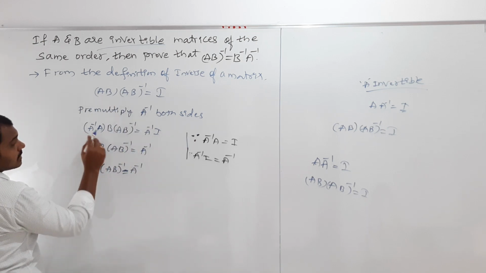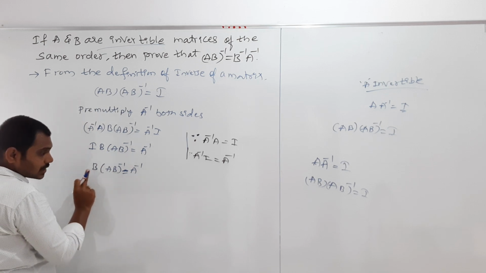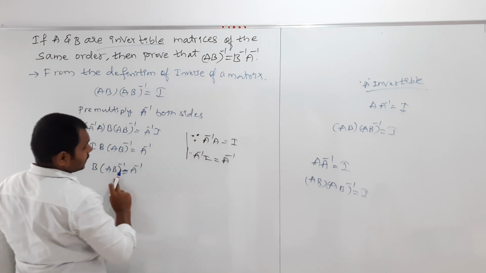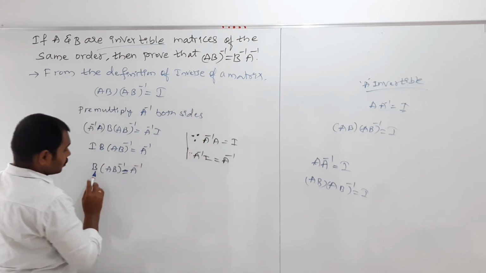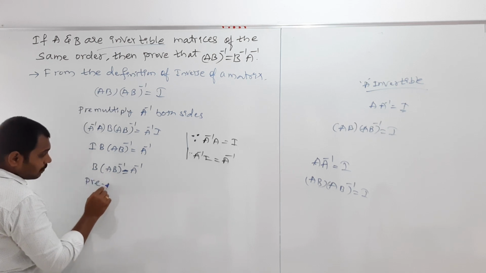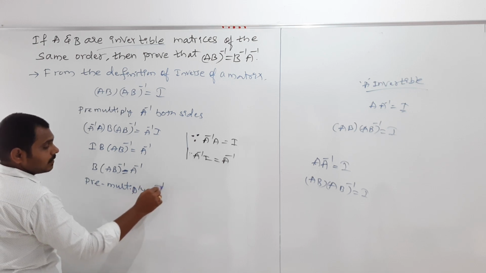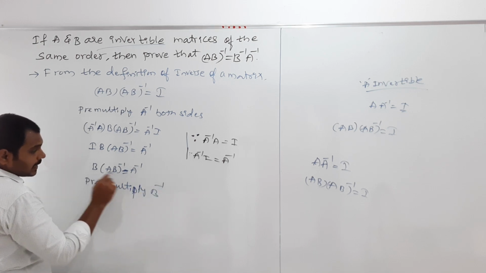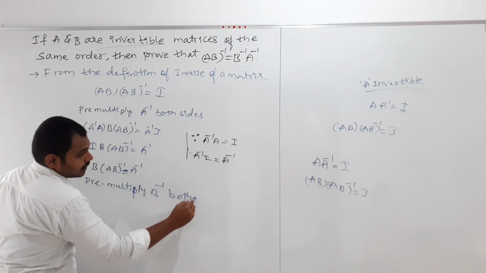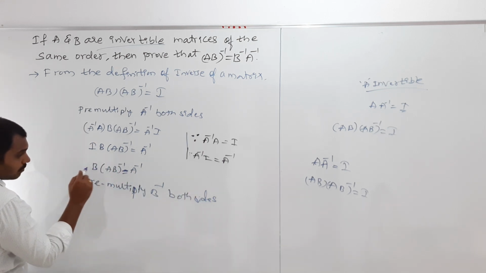I multiplied A inverse to remove this A. This A is removed. Now only B into AB whole inverse is remaining. My aim is that here we should get AB whole inverse, and we should remove this B. Again to remove this B, what will I do? Again pre-multiply B inverse. My dear students, again I am pre-multiplying B inverse on both sides, because I want to remove this B.